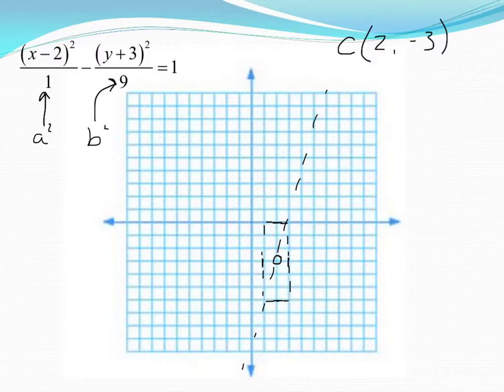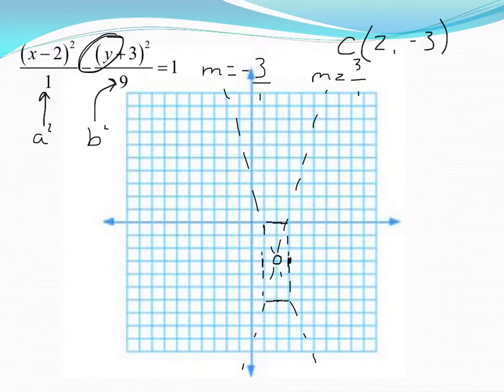Going through the corners of that rectangle and through the center of the rectangle. Recall that the slopes of those two are going to be positive 3 over 1 and the slope of negative 3 over 1 for the other asymptote. Now, the hyperbola itself this time is going to be a horizontal hyperbola. That's because we do have the negative y squared term.